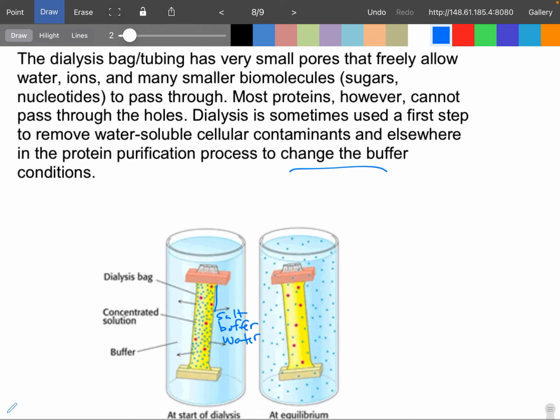And this is a very efficient way to do that by just having the desired buffer here, and that will slowly diffuse in and out of the dialysis tube. And then a lot of times, just to be safe, if we want to really ensure that we have reduced or increased the salt concentration or changed the pH as we wanted to, we'll actually take this dialysis bag out and repeat the process and put it in a fresh new beaker or tube of buffer to ensure that we really have changed the buffer to the desired one.